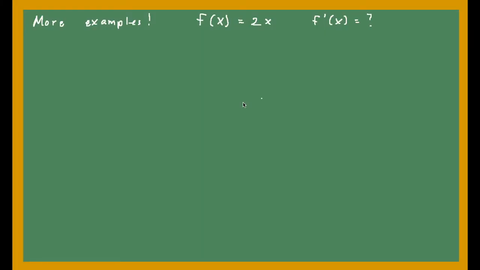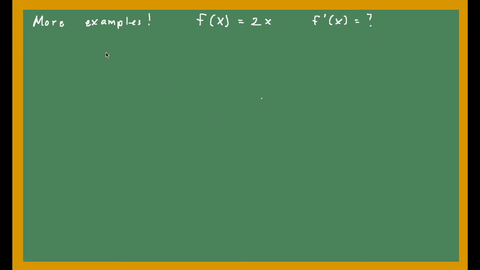In this video, we're just going to do a few more examples on how to find the derivative using the definition of the derivative that we outlined in our last video. My first example is, it says f of x is equal to 2x. So what is the derivative equal to? F prime of x, the derivative.